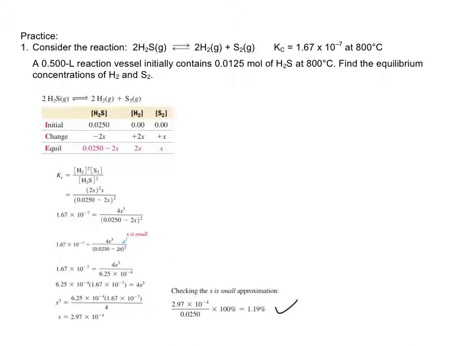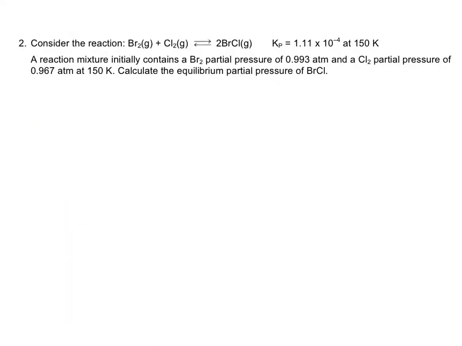This means that our concentration of H2 is going to be 2 times the 2.97 times 10 to the minus 4th, which is 5.94 times 10 to the minus 4th. And the concentration of S2 is going to be 2.97 times 10 to the minus 4th. You could also plug in and solve for H2S as well, but the problem didn't ask us for that. For this example, I'm going to give you the opportunity to do it on your own.